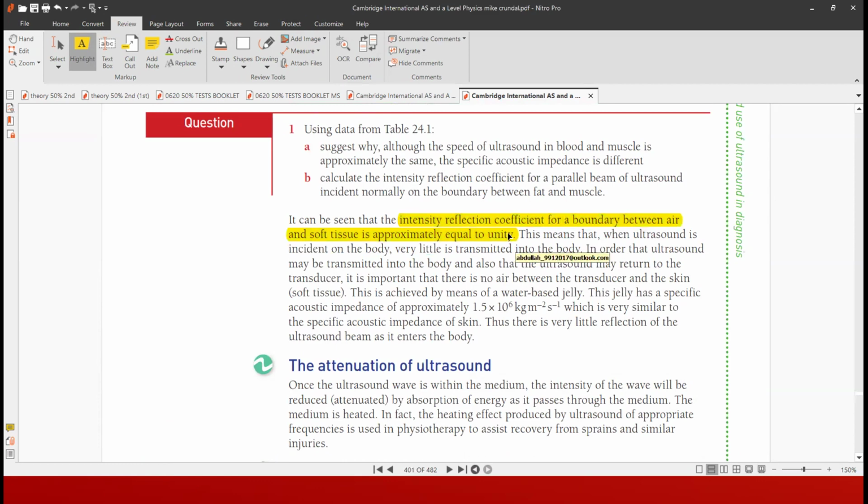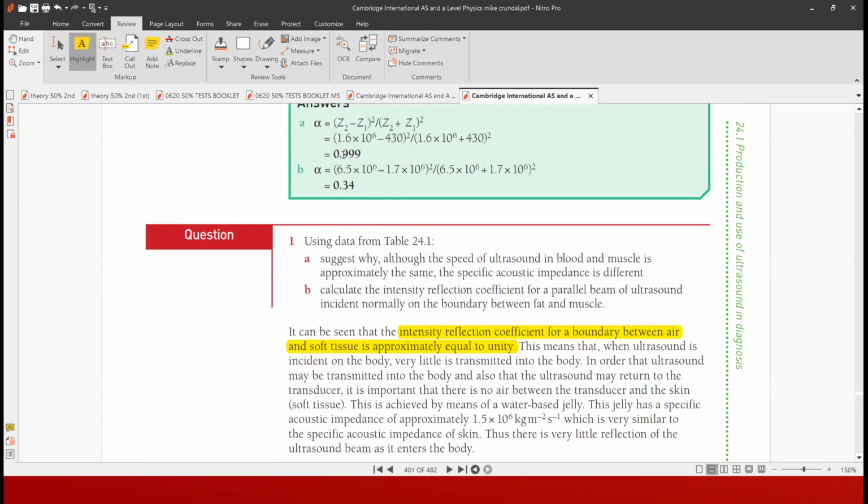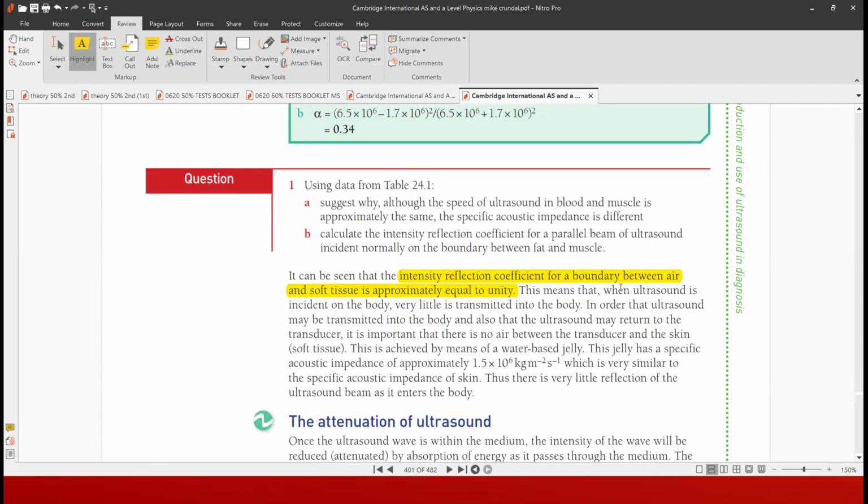अब वो वाला पॉइंट डिस्कस करेंगे जो मैंने आपको स्टार्ट में बताया ना, कि अगर अल्ट्रासाउंड के बिटवीन एंड बॉडी के बिटवीन एयर आ जाएगी, सो ऑल ऑफ द वेव विल गेट रिफ्लेक्टेड, नथिंग विल बी ट्रांसमिटेड टू आवर बॉडी और हमारे रिजल्ट्स जो हैं वो इनएक्यूरेट आएंगे. अब उसने यहाँ पे कहा कि द एयर बिटवीन ये 0.99, ठीक है, 0.99 इज अप्रोक्सीमेटली इक्वल टू यूनिटी. This means that when ultrasound is incident on the body, very little is transmitted into the body.